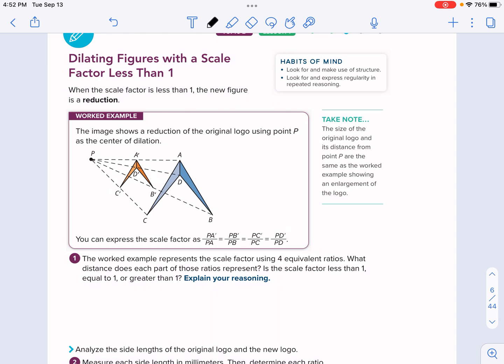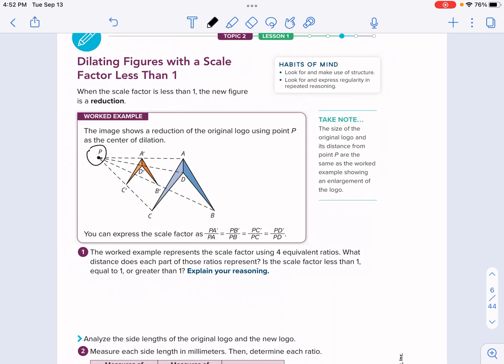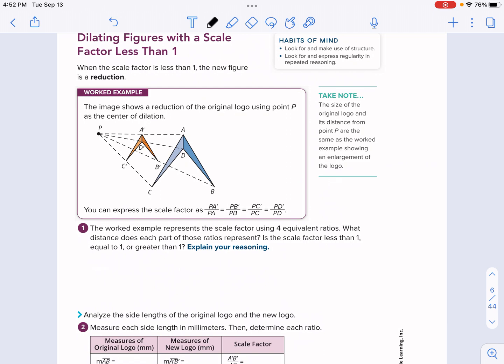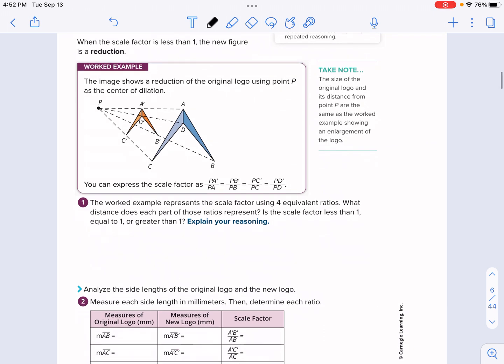So the reason we can tell that this figure is a reduction, so the scale factor is in between 0 and 1, is because from our center of dilation, our image is closer than our pre-image. It got closer, it got smaller. We can see what's in orange is the new figure labeled prime. So that is a reduction. Okay, for this, exactly the same thing. The ratios give us the scale factor, and the scale factor is less than 1.